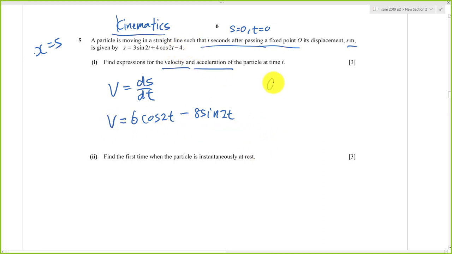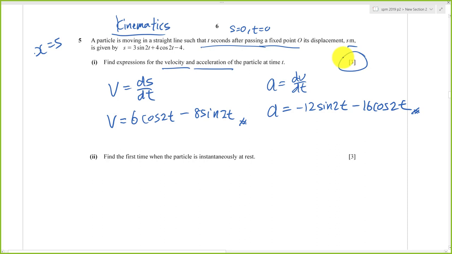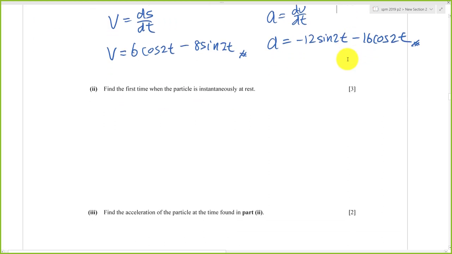So if I want to get A, I will do dv dt, which is differentiate V will give me A here. So my A will become, differentiate cos give me negative sine. Negative 12 sine 2t. This one will become minus 16 cos 2t. Done. 3 mark. So basically it's not very hard to understand. You just remember the chart and then you know how to get your V and your A here. And then differentiate you already learned, so nothing more for you to worry here.